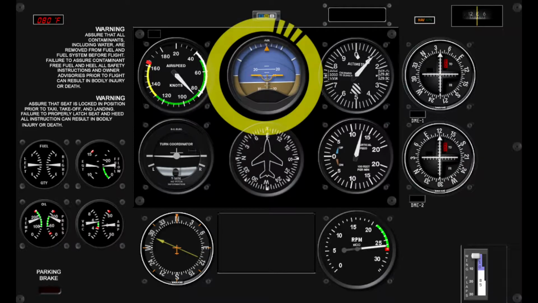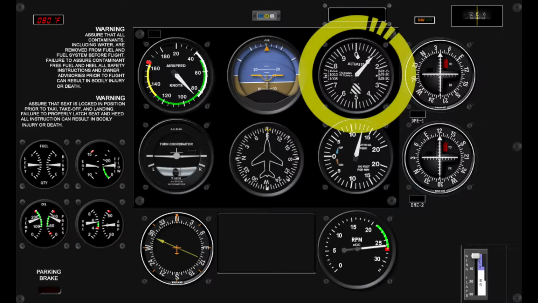Next is the artificial horizon. The artificial horizon tells the pilots the airplane's attitude relative to the horizon. The blue represents the sky, the brown represents the ground, the white line represents the horizon, the yellow lines represent the wings of the airplane, and the yellow dot represents the nose of the airplane. Those horizontal tick marks show the pitch angle, and the circumferential tick marks show the roll angle.